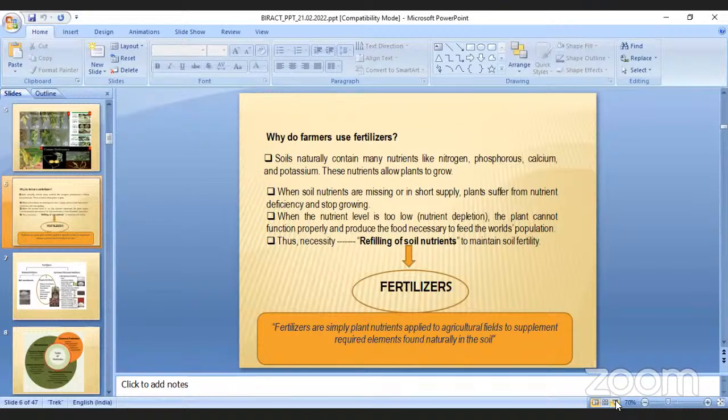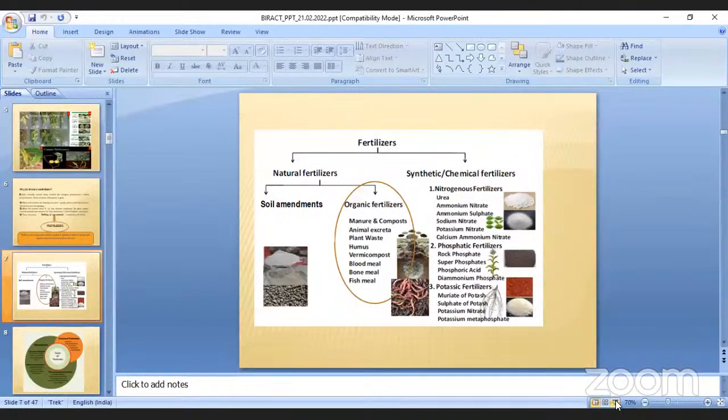Fertilizers are simply plant nutrients. Whenever applied to agricultural soils, they have the potential to enrich the productivity of the plants, and they can also be naturally adopted in the soil conditions. These fertilizers may come from either of two sources: natural fertilizers, or synthetic or chemical fertilizers. Now what is natural fertilizer? We all know that these are basically organic sources, okay?